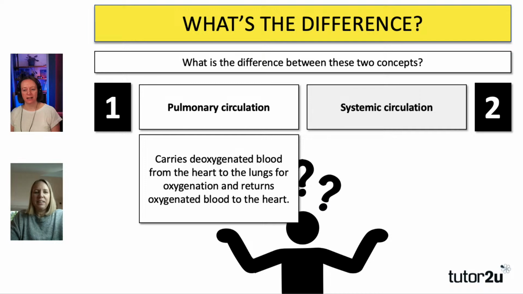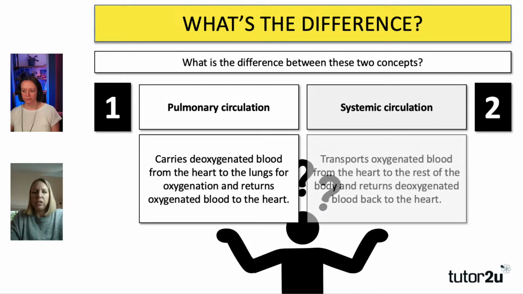The pulmonary circulation is what carries deoxygenated blood from the heart to the lungs to get oxygenated and then returns that oxygenated blood to the heart. So it's the short part of the circulation between the heart and the lungs. What about the systemic circulation then? In contrast, the systemic circulation is transporting that oxygenated blood from the heart all around the body and then returns the deoxygenated blood back to the heart, where it then goes into the pulmonary circulation to get oxygenated. So two really important concepts there.